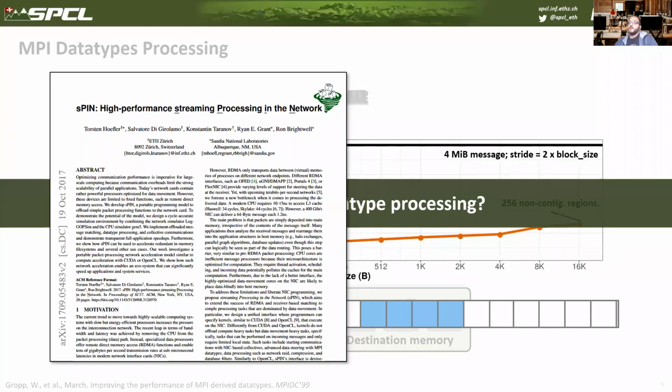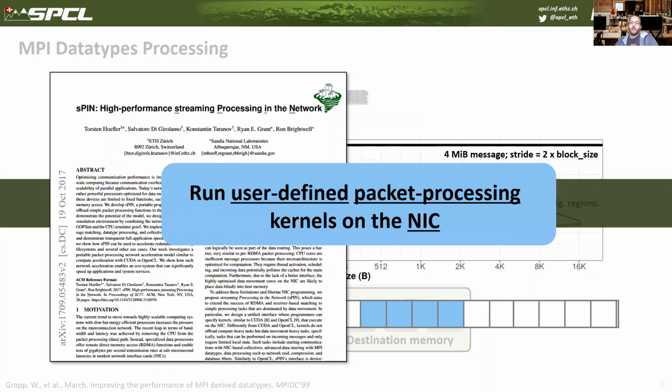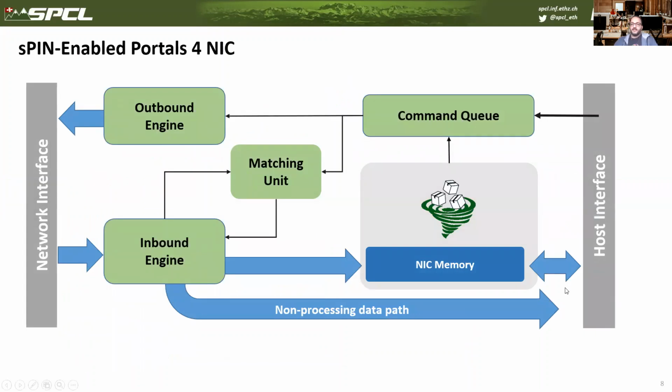For this, we use sPIN, which is a programming model that allows the user to express kernels that we call handlers. These handlers are then run on a per-packet basis directly on the NIC. We will see how it works in a second. So, where does sPIN sit in a NIC? This is a general model of an RDMA NIC.